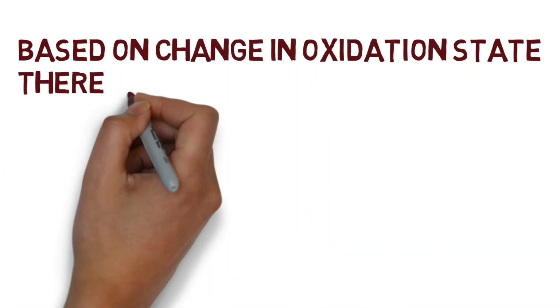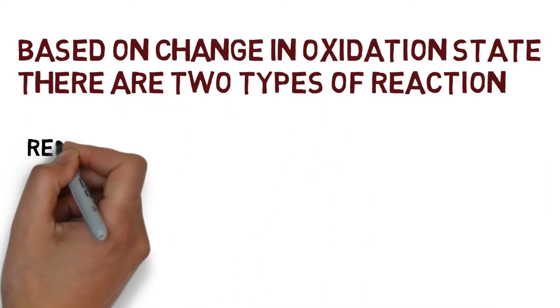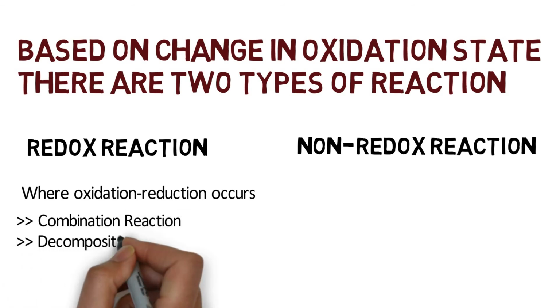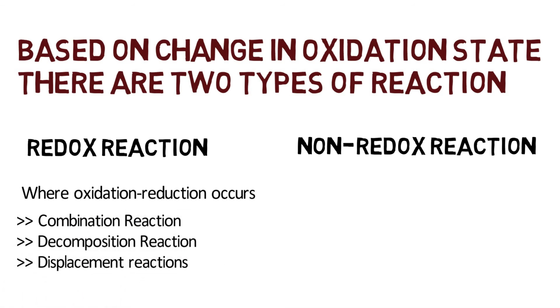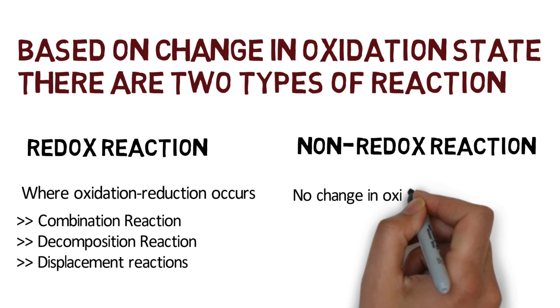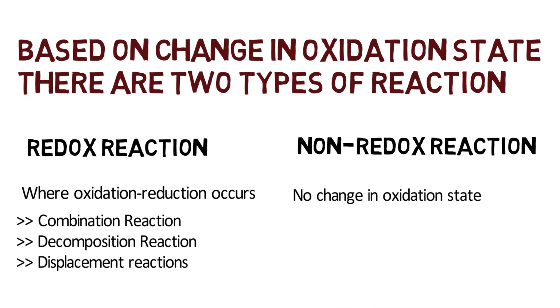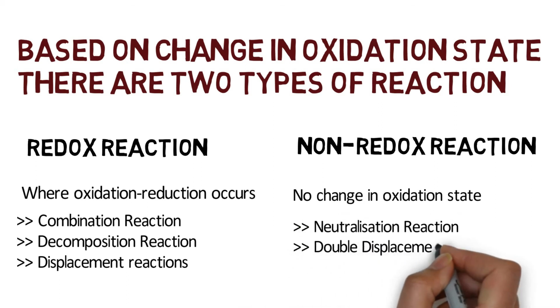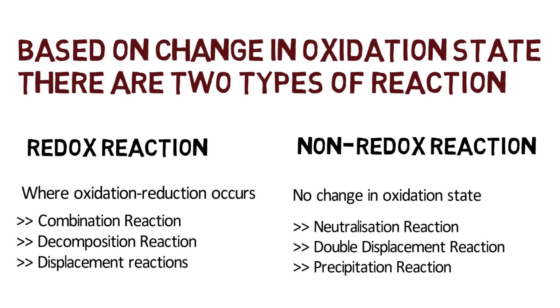Based on change in oxidation state, there are two types of reaction: redox reaction and non-redox reaction. A redox reaction is any chemical reaction in which the oxidation number of a molecule, atom, or ion changes by gaining or losing an electron. For example, combination reaction, decomposition reaction, or displacement reaction are all redox reactions. Non-redox reactions are reactions where no change in oxidation state happens or no electron transfer occurs. Neutralization reaction, double displacement reaction, precipitation reaction are non-redox reactions.